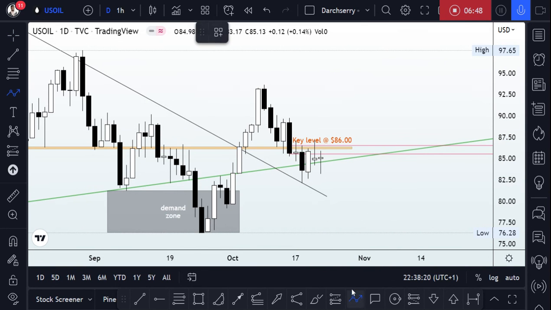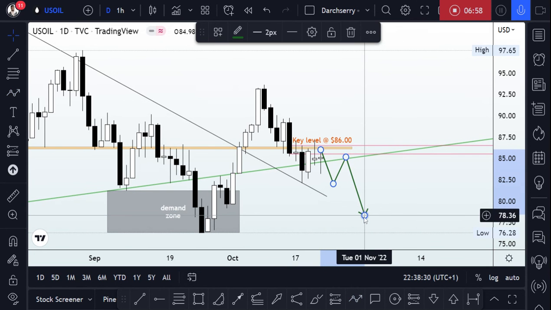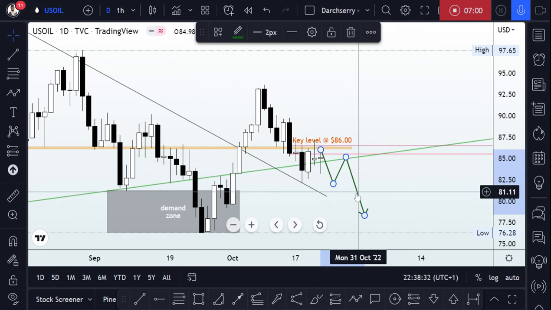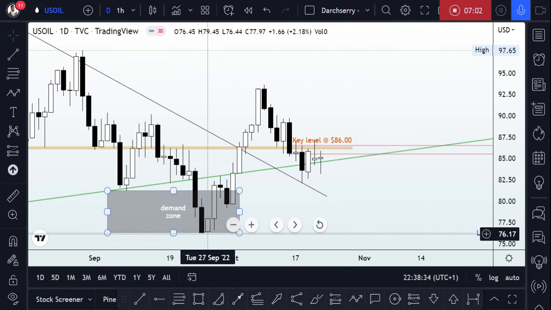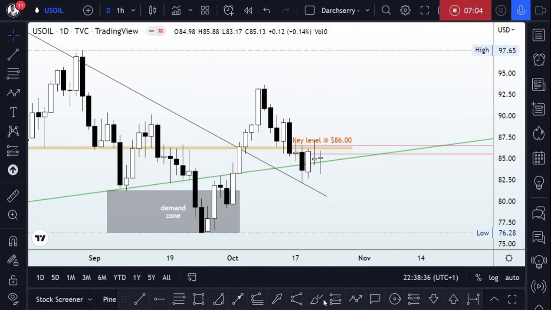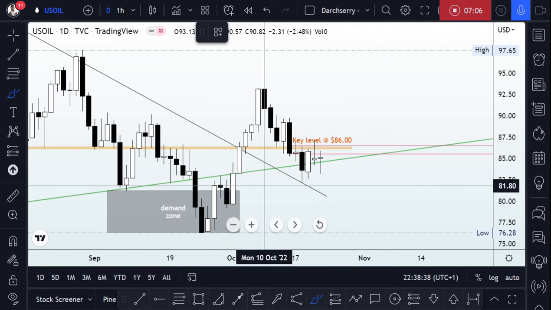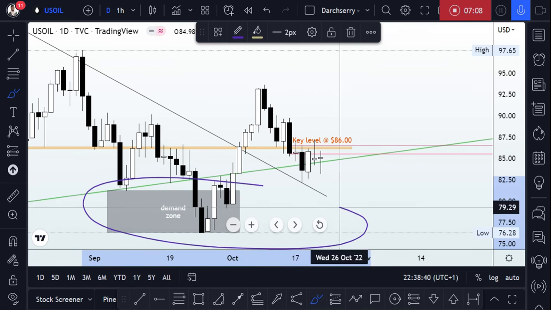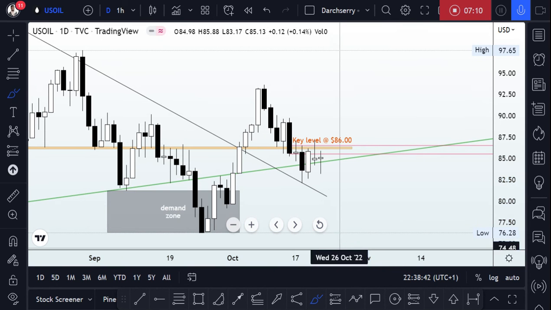However, the other scenario is still looking very dicey to me. That is price breaking down that bullish trend line. I'm of the opinion that if that happens, I really need to see something very significant for me to be joining that bearish momentum to the downside, considering the fact that we have a very strong demand zone somewhere around the $77 area and the $80 mark area.